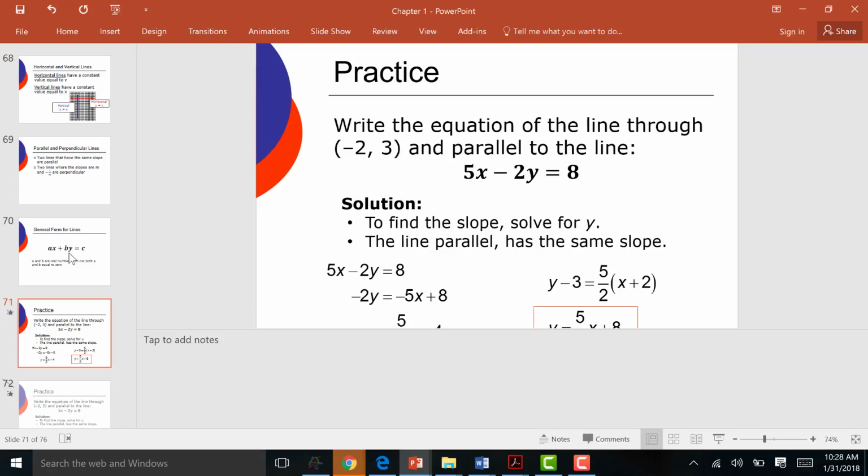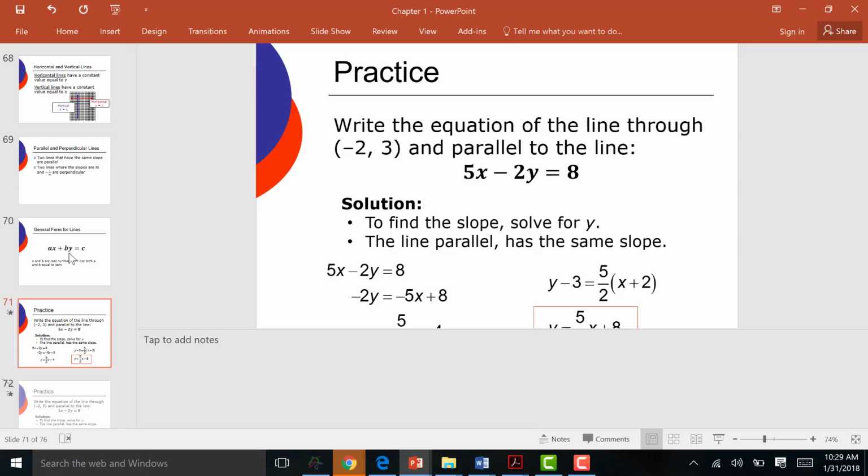Can I simplify that some more? So I've got y minus 3 equals 5 over 2x plus, 10 divided by 2 is 5. Do I have y by itself yet? Almost. What should I add to both sides? 3. Add 3 to both sides. We have now gotten to the end. Y equals 5 over 2 times x plus 8.